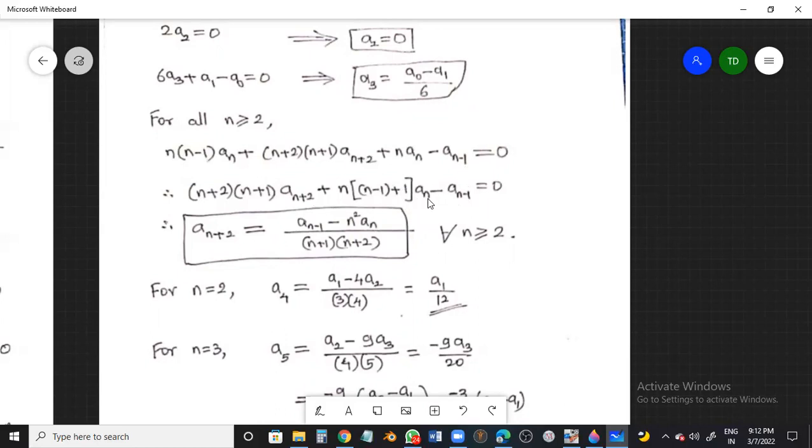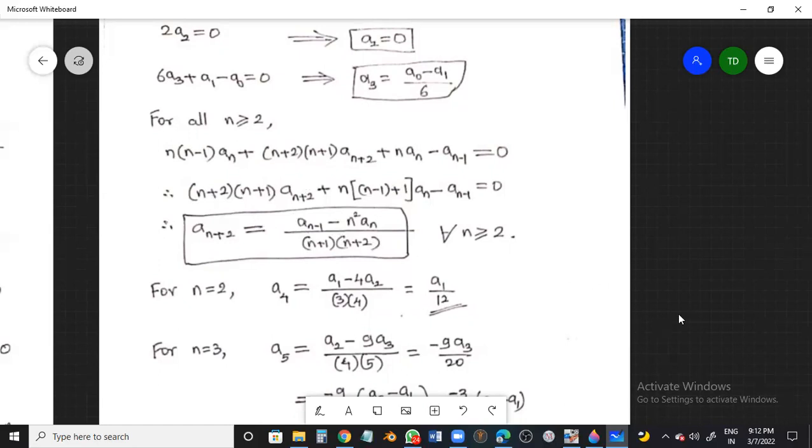And always we write the later one in terms of the previous ones. So this thing I have kept to this side only. These two terms I transfer. This was negative, so it has turned positive, a_{n-1}. This was n square a_n, so it becomes minus n square a_n. And then divided by this coefficient. So I got a rule here.